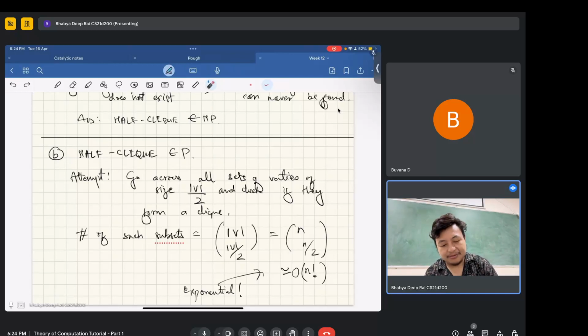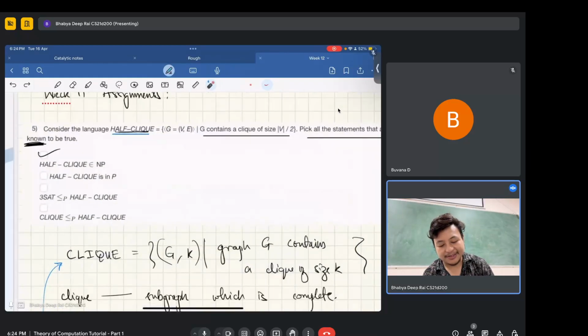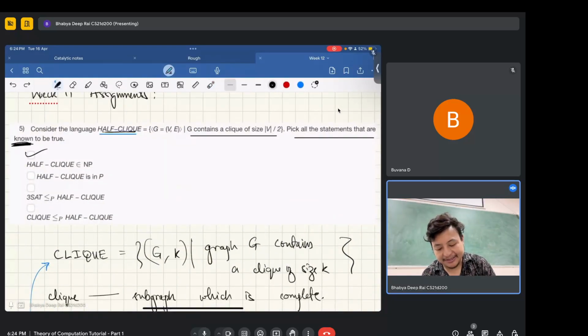Okay, so we'll leave it at that. So maybe it is in P, maybe it is not in P. Let's say right now we cannot say. The next question it asks is whether 3-SAT reduces to half clique. The next question it asks is whether clique reduces to half clique.